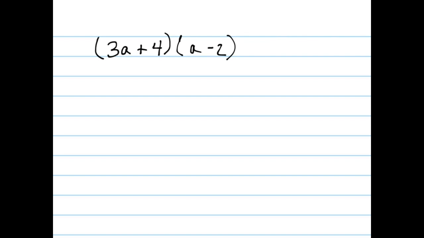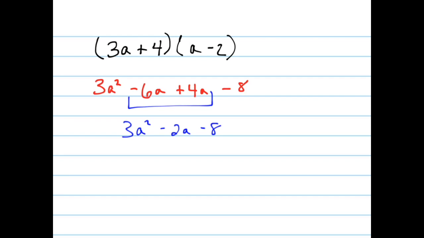Alright, so if you were careful, here's what we would have come up with. 3a times a is 3a squared. 3a times negative 2 is negative 6a. 4 times a is 4a. 4 times negative 2 is negative 8. So adding my two like terms brings me up to 3a squared minus 2a minus 8.